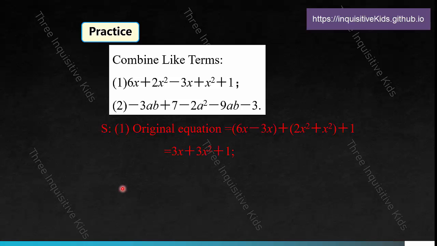So we first moved the like terms into parentheses or brackets. Negative 3x is moved with 6x, and so is the same for all the other like terms. Then we simplify and we get 3x plus 3x squared plus 1. Then the second one: we move and shift the like terms into the same brackets or parentheses. We simplify and then we get the answer, negative 12ab minus 12a squared plus 4.